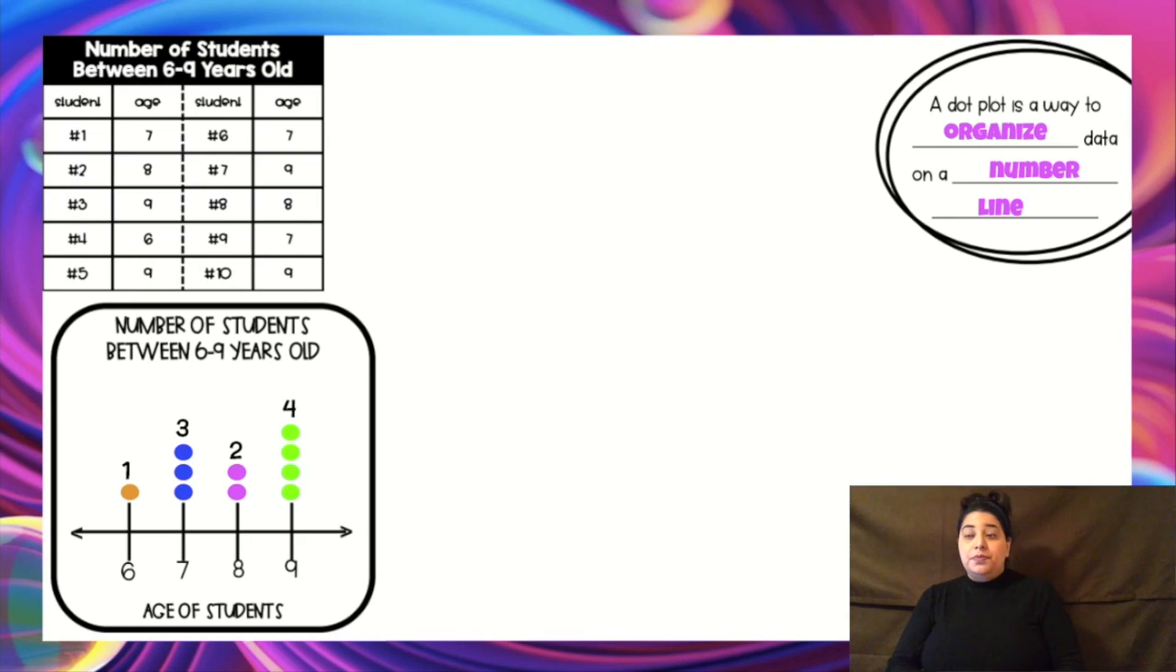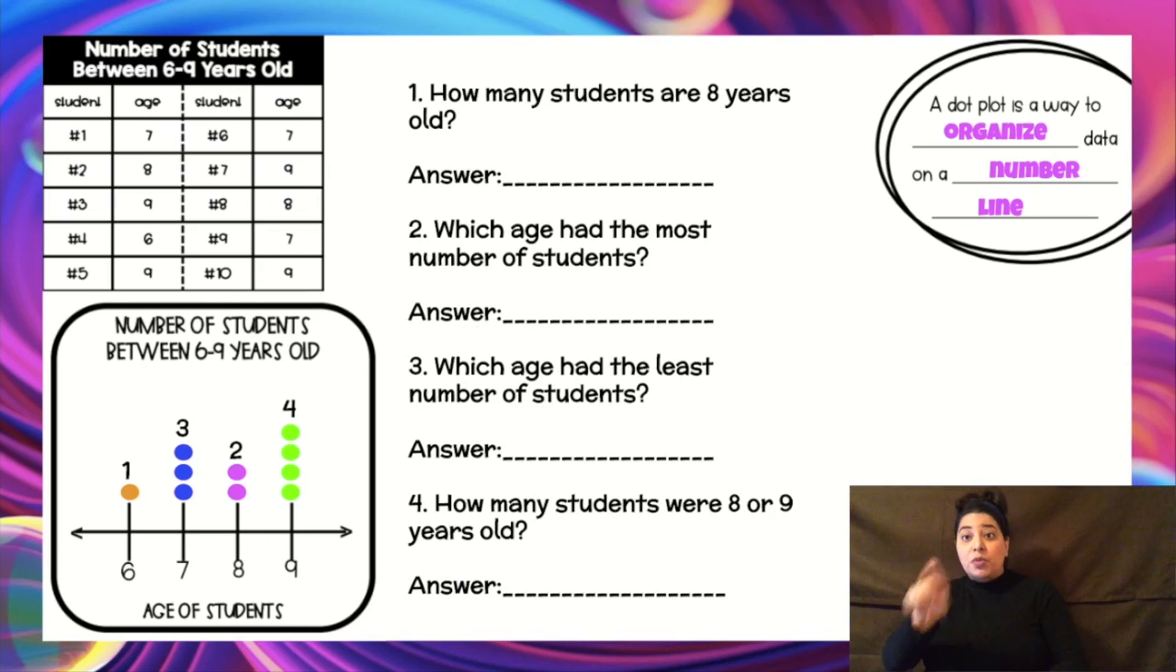Okay, now I think we're ready to answer some questions. First question, how many students are 8 years old? Okay, we already transferred all of our data. All we have to do is go over to our dot plot and look at the age of 8. There are only 2 students. So that's our answer. 2 students.